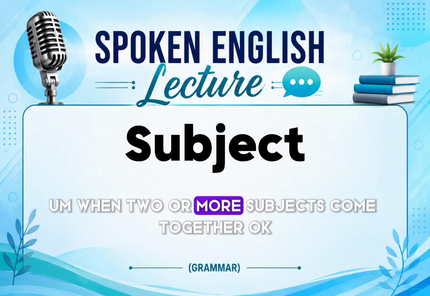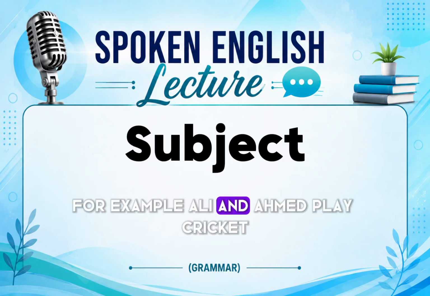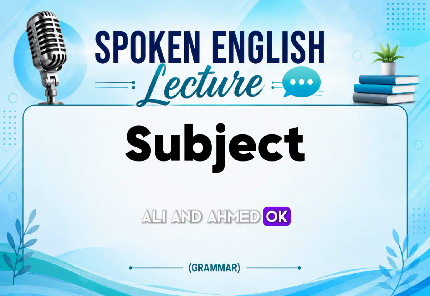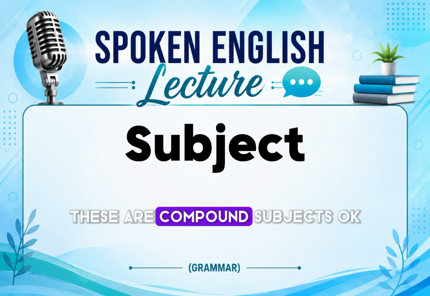Another type of subject is compound subject. When two or more subjects come together, it is called a compound subject. For example, Ali and Ahmed play cricket. She and I study together. Ali and Ahmed, and she and I, these are compound subjects.